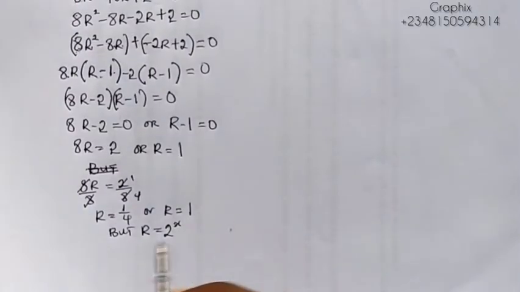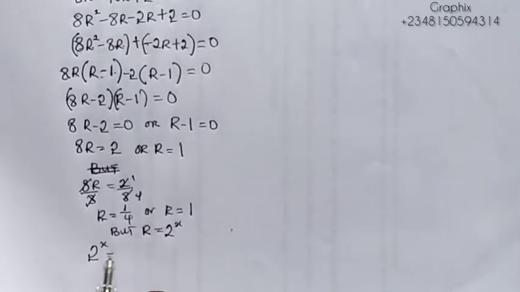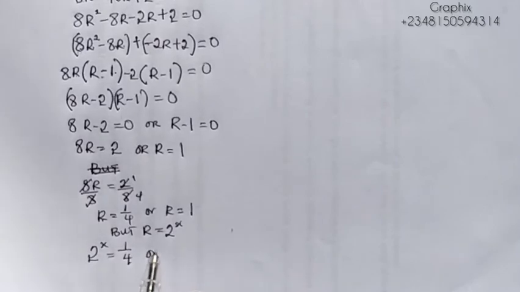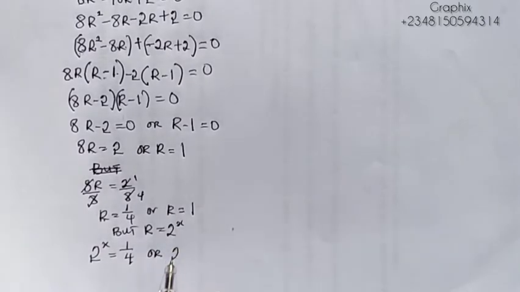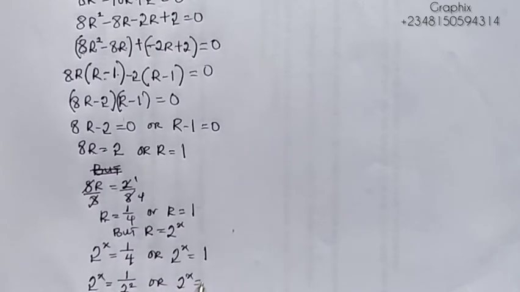So from here, instead of writing an arrow, I'll put 2 to the power of x is equal to 1 over 4. Or instead, I'll put 2 to the power of x is equal to 1. So from here, I can take it to a number in base 2. So I'll have 2 to the power of x is equal to 1 over 2 squared, which will give me 4. Or 2 to the power of x, I can take a number similar to this, which is 2 to the power of 0. 2 to the power of 0 is 1, so I was saying the same thing.